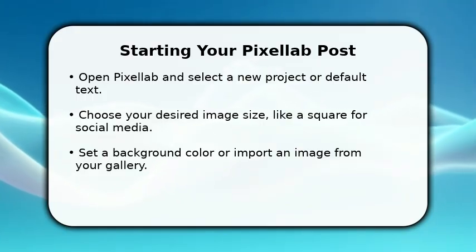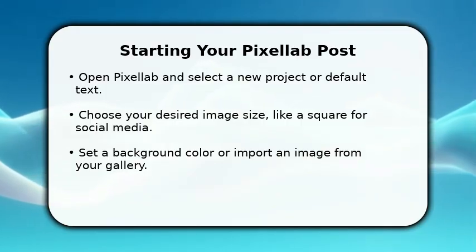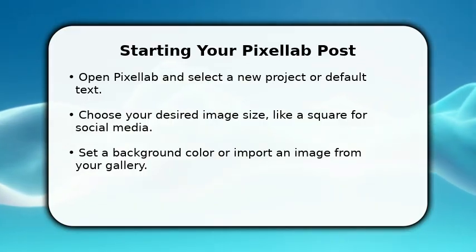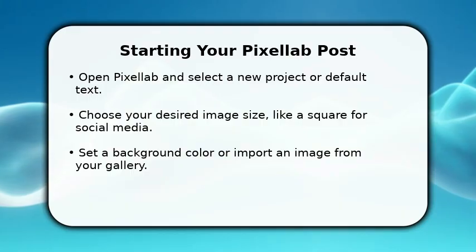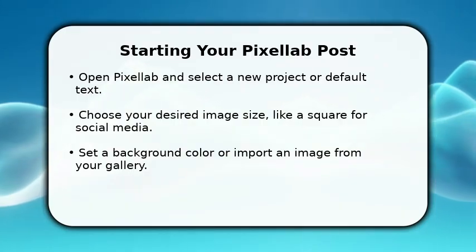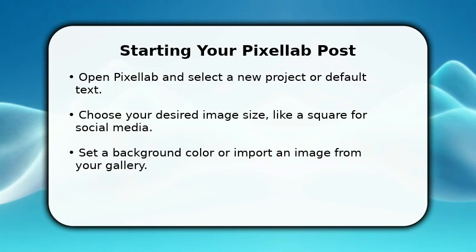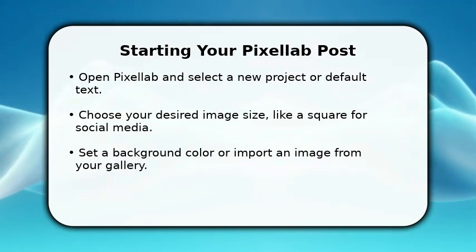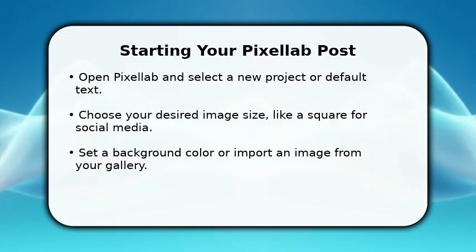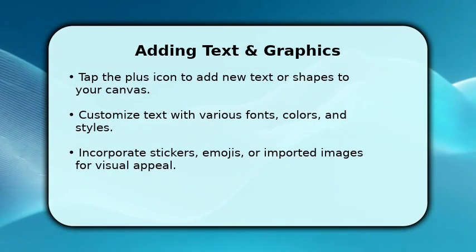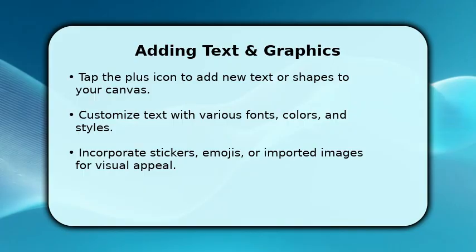Next, navigate to the image size options, usually found under the three dots menu, and select a common social media dimension, such as 1080 by 1080 pixels for a perfect square. Finally, choose a solid color background, or import a captivating image from your gallery to set the stage for your design.